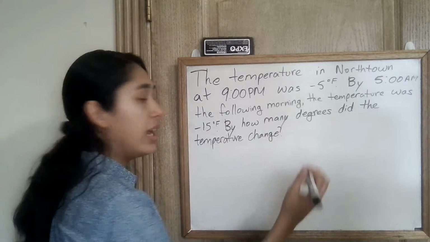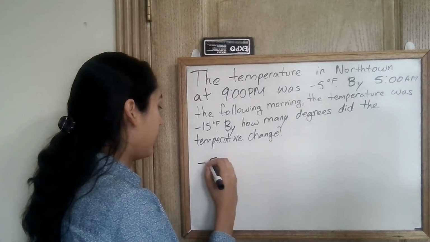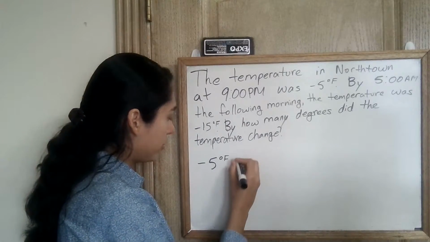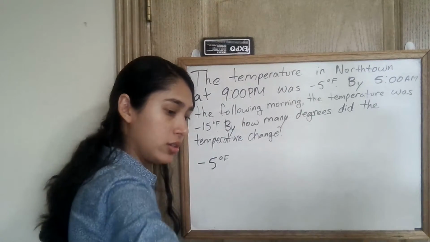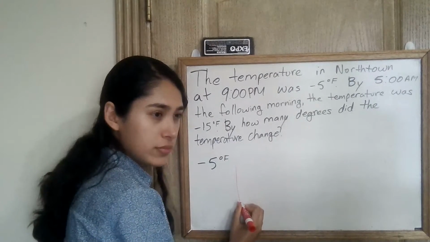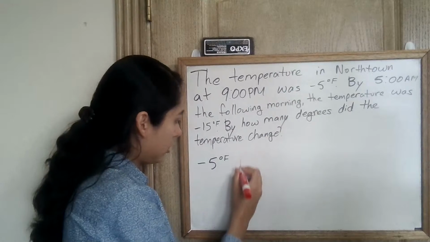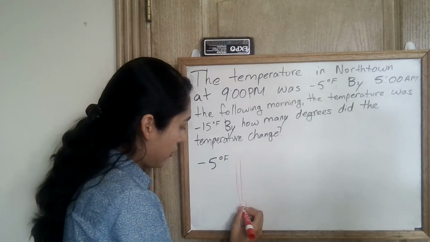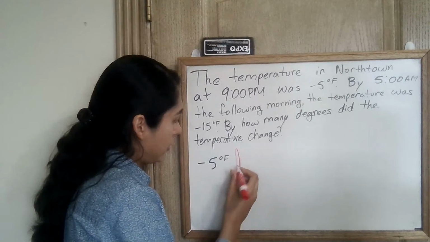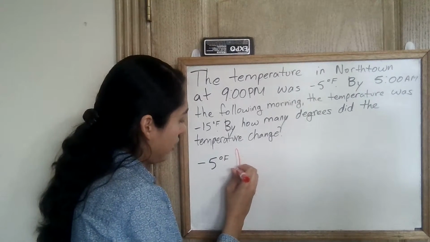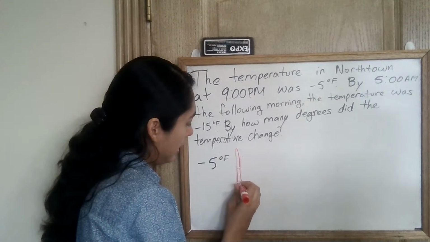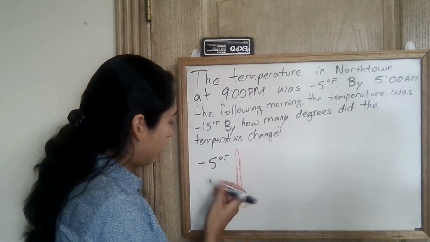Okay, so initially the temperature was -5 degrees Fahrenheit. And let's just draw a little thermometer. Let's use a red color. I wonder if you can see that. And it was at -5. And then it moved down to -15 degrees.